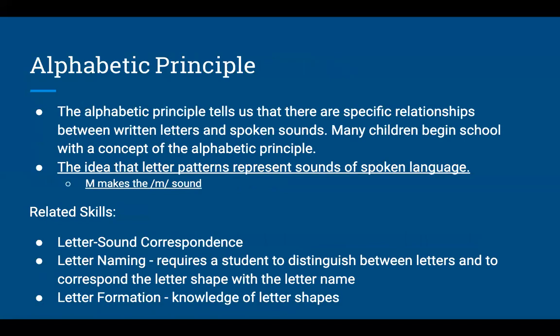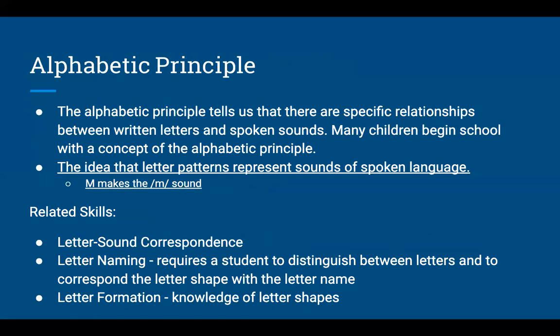So then just reviewing and touching on the alphabetic principle again. The alphabetic principle tells us that there are specific relationships between written letters and spoken words. Many children begin school with a concept of the alphabetic principle, so a general age framework connection there again. Overall, it's the idea that letter patterns represent sounds of spoken language.